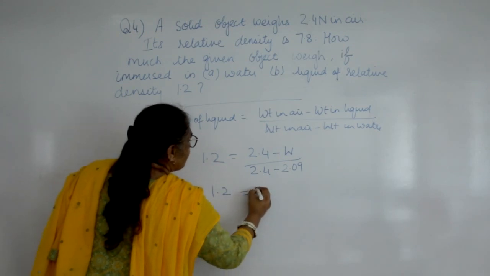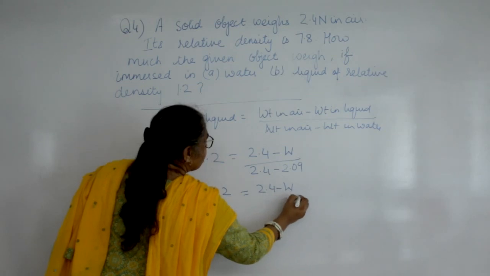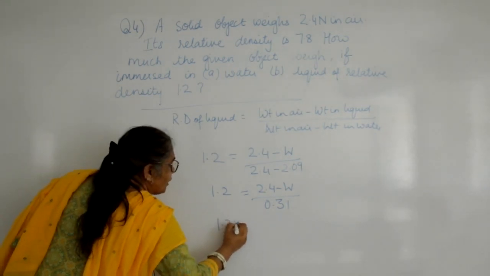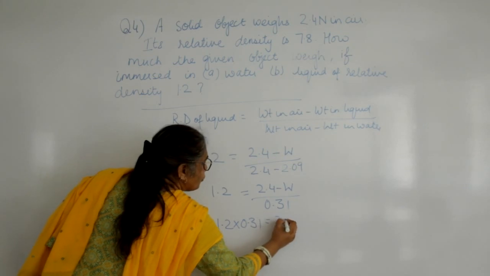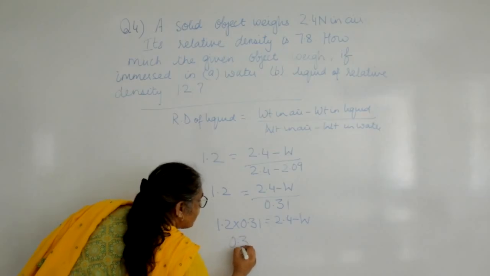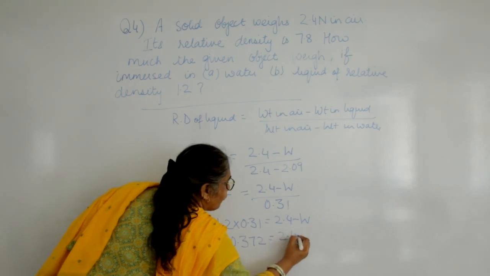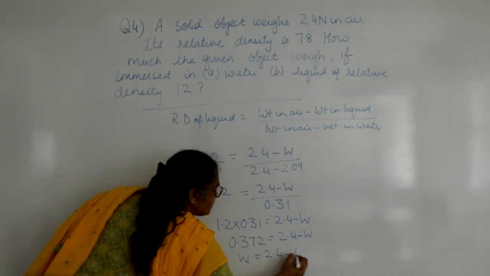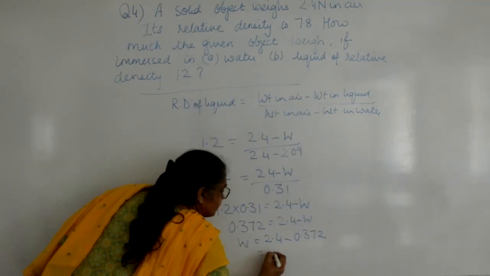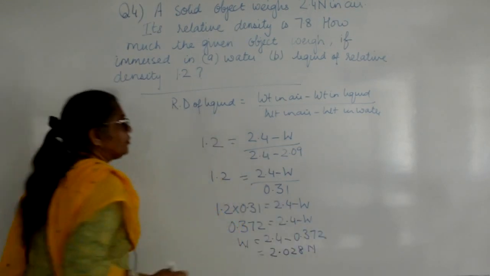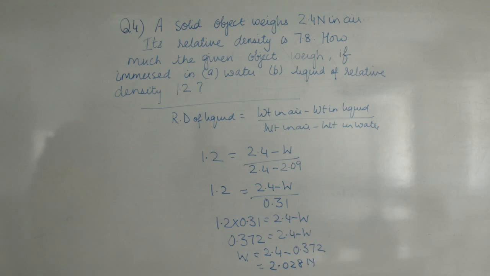Now, this will give me 1.2 equal to 2.4 minus W upon 0.31. Fine. Now, 1.2 into 0.31 is equal to 2.4 minus W. This is giving me 0.372 equal to 2.4 minus W. Finally, W will be equal to 2.4 minus 0.372. This will give me 2.028 Newton. So, that means the object will weigh 2.028 Newton in the liquid.